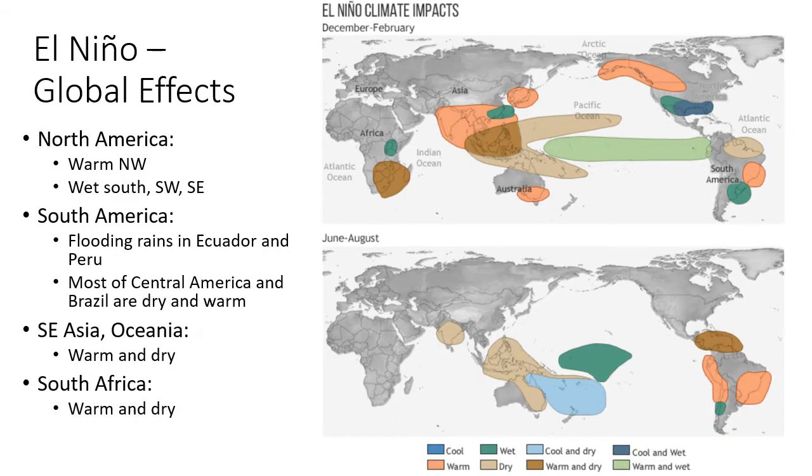Okay, so global effects of El Nino. In North America, you're going to have a warm northwest, warm and dry. You're going to have a wet southern United States. In South America, again, flooding rain in Ecuador and Peru. You are also going to have the rest of South America being relatively dry. You are going to be pretty dry over here in Southeast Asia. The monsoons are not going to come, and it's going to be kind of a bummer year, right? All of this is going to be warm and dry. So the seasonal monsoons are not going to come when they should.